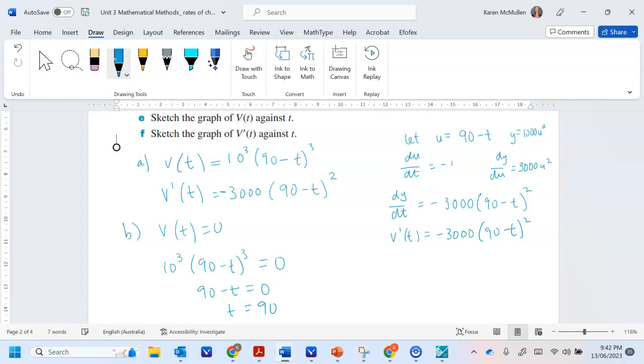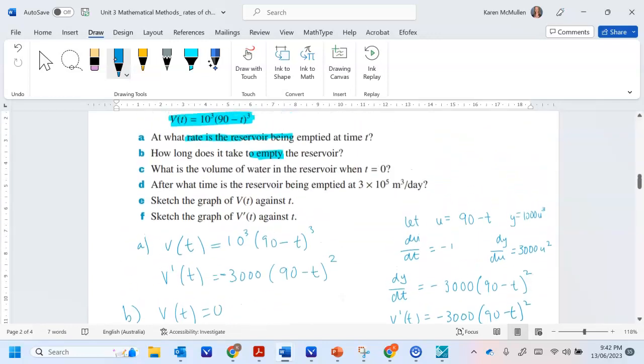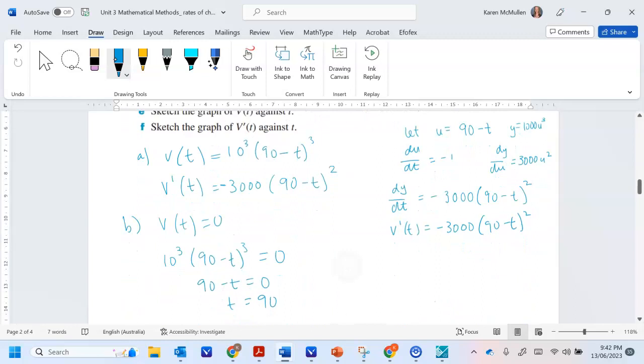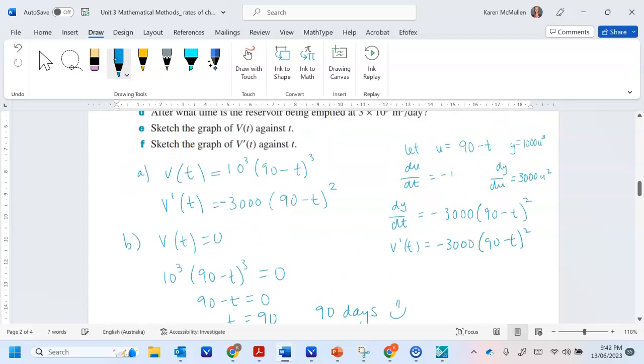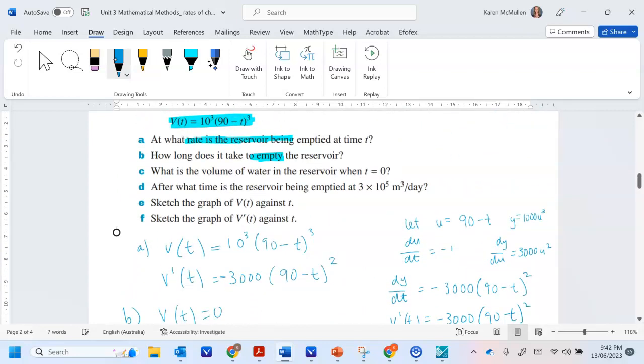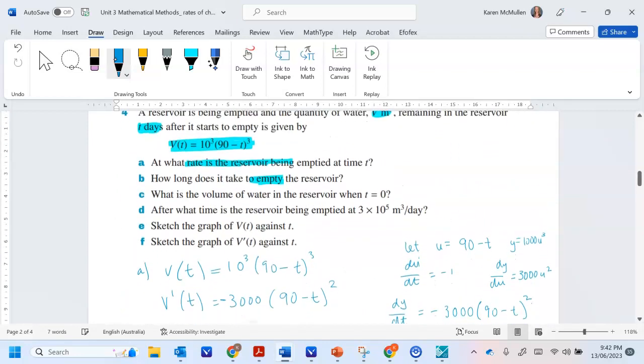So t is equal to 90, and we were measuring in days. Don't know why I always think seconds. All right, 90 days to empty this reservoir. 90 seconds would be very quick to empty a reservoir.